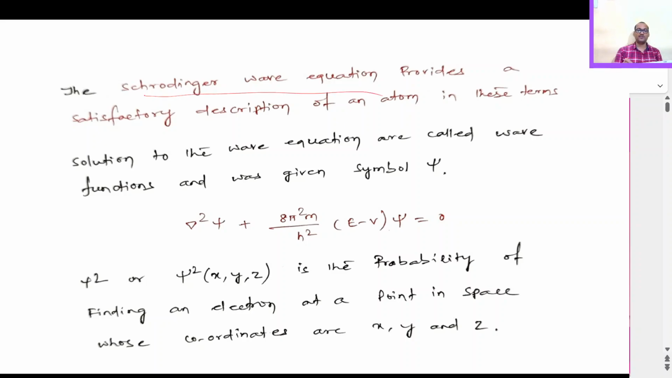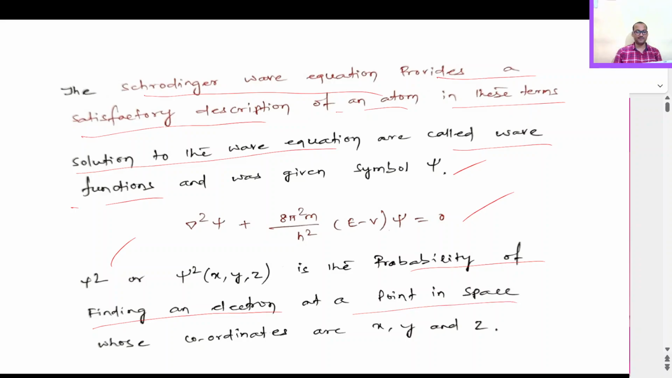Similarly, the Schrödinger wave equation provides a satisfactory description of an atom in these terms. The solution to the wave equation is called a wave function, with the symbol psi. The Schrödinger wave equation is del square psi plus 8 pi square m upon h square, E minus V, psi equals 0. If you take the square of the wave function, psi square, it is the probability of finding an electron at a point in space whose coordinates are x, y, z.